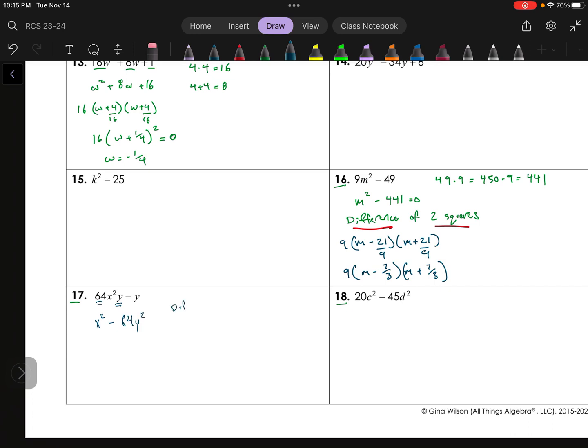Again, I see a difference of two squares. And so this would go to x minus 8y and x plus 8y. And then I do need to realize that I did multiply by a 64y, and I will have to divide by a 64y on the outside as well. And so what I end up getting here is 64y times x minus 1/8, and this is going to be x plus 1/8.